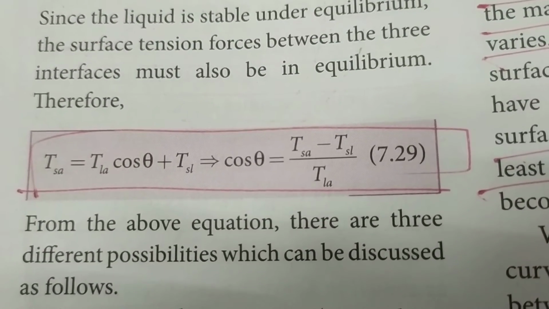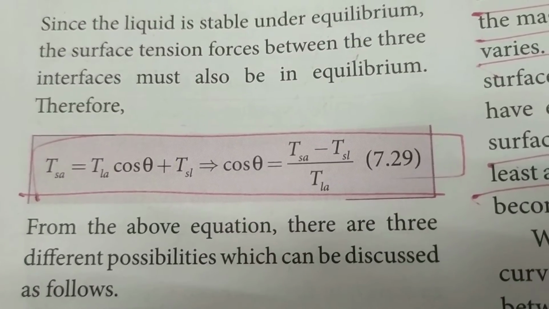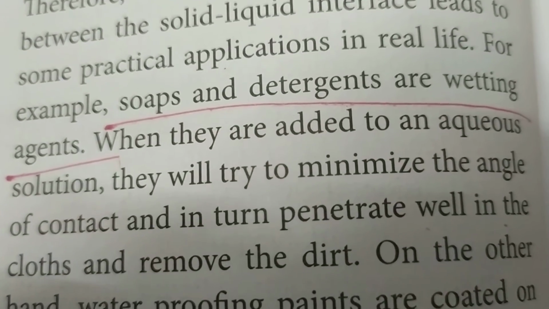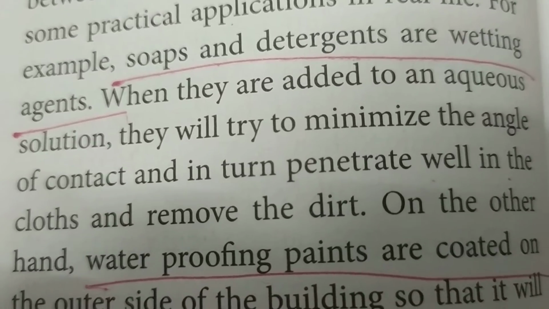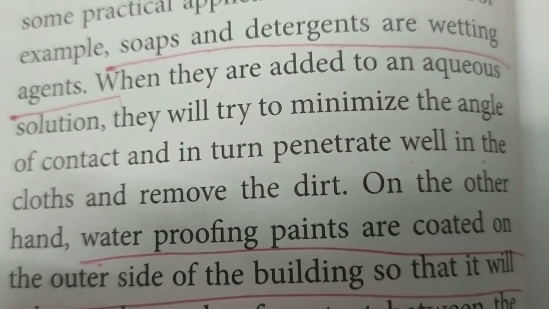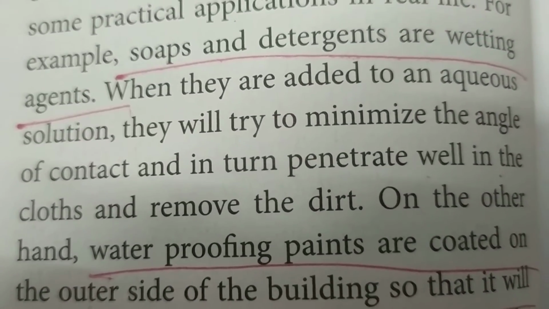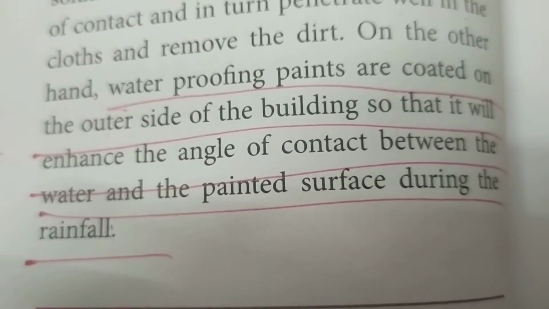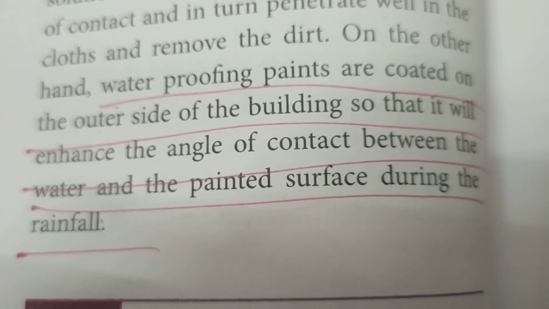Why is this very important? Because in our day-to-day applications these things are very important. When soap and detergent are added, they try to minimize the angle of contact, so they penetrate deep into the clothes and remove the dirt. So this is the first example. Whereas in waterproofing paints, the surface should not wet, so they enhance the angle of contact.